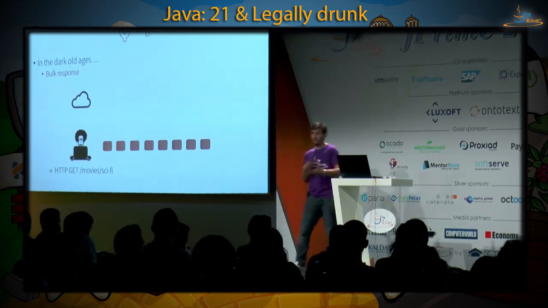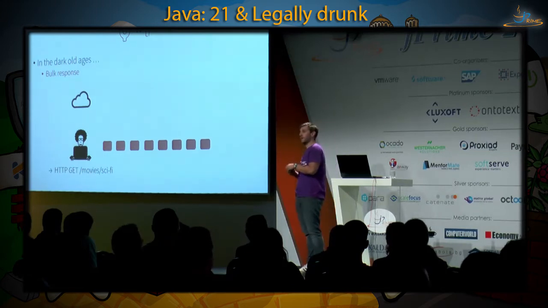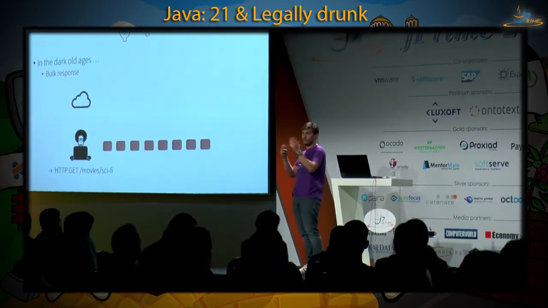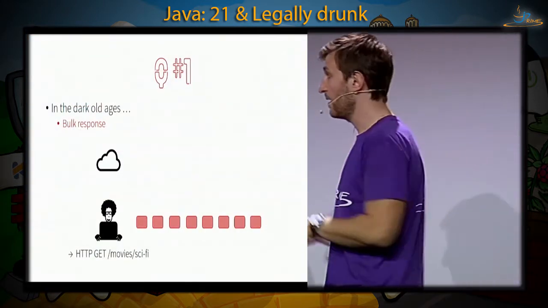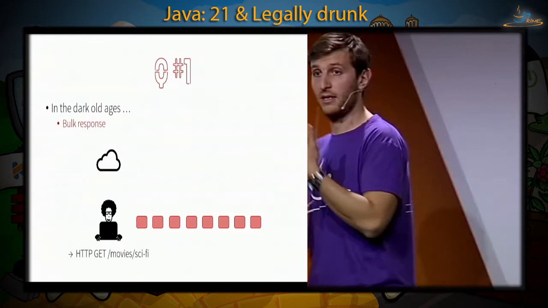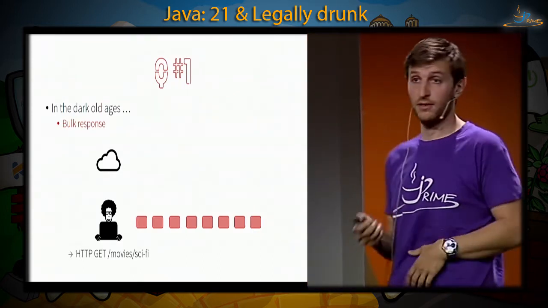So as you can see, the wait is pretty long, especially if you're doing it in bulk, especially if you are pushing the whole list, or at least one page of that list, right away, if the user needs to wait for the whole list before he can actually look at it. So what they did is they used RxJava.